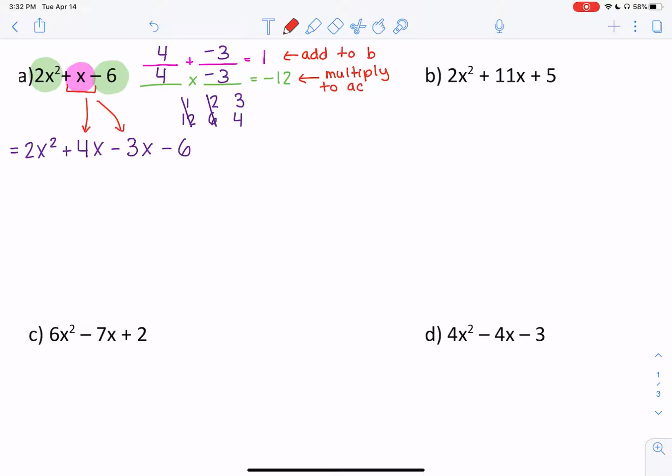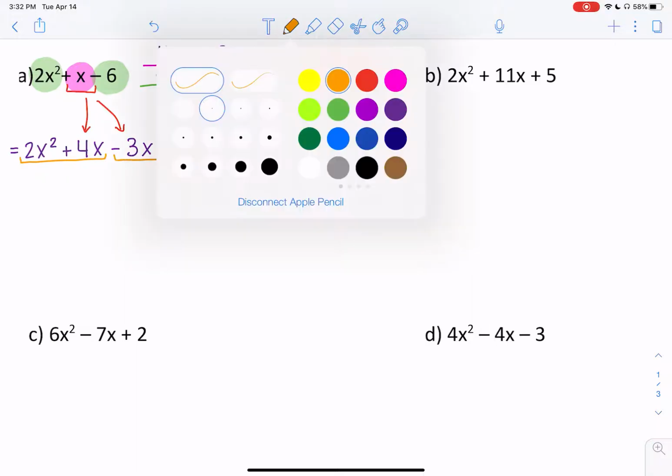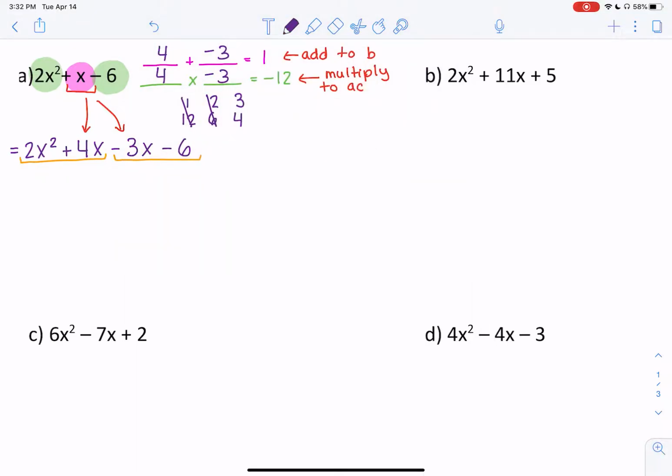Once we've done that, we are going to factor by grouping. So we've done that before. Now we're going to group our pairs. And the nice thing about this is if you already had your variables rearranged properly from the very beginning, you don't need to worry about rearranging anymore. So now I'm going to common factor as much as I can out of each pair.